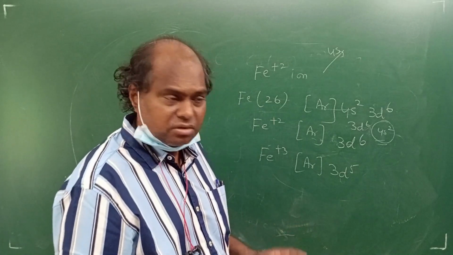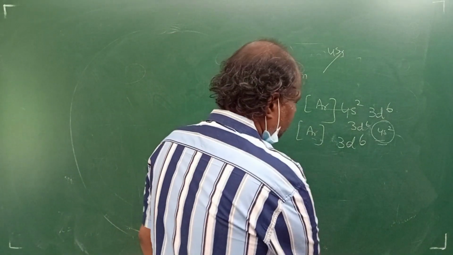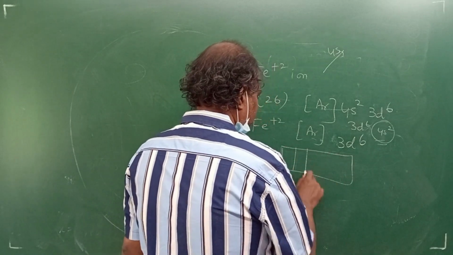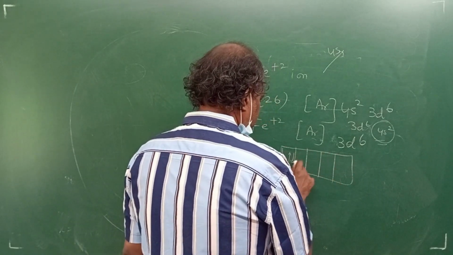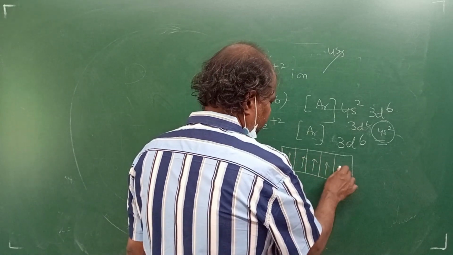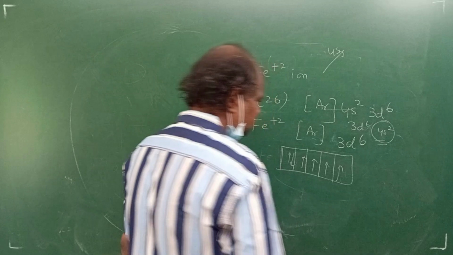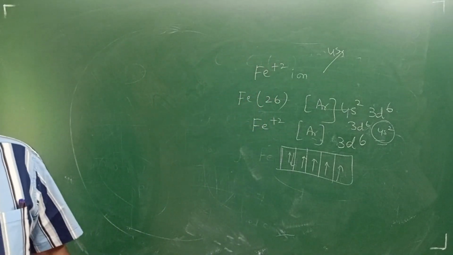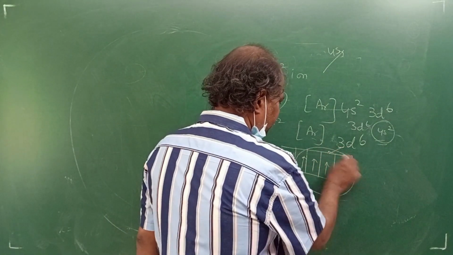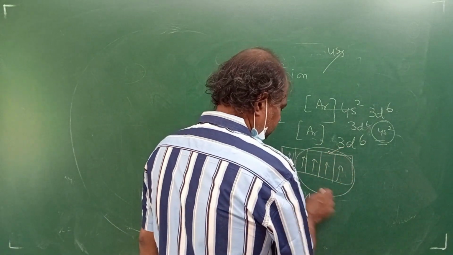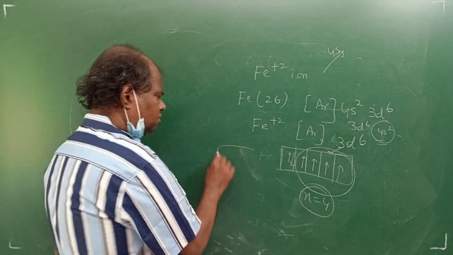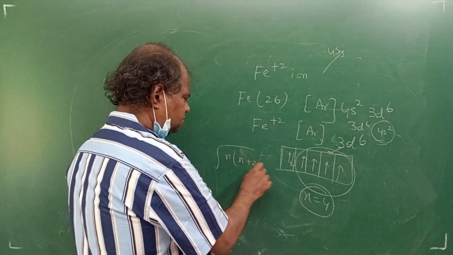Students, are you getting this? 3d6, so you can draw the diagram, not a big deal. One, two, three, four, five, right? So you have got 3d6. How many unpaired electrons are there? 4 unpaired electrons are there, right? Then you can use the formula, root of n into n plus 2, that's not a problem, right?